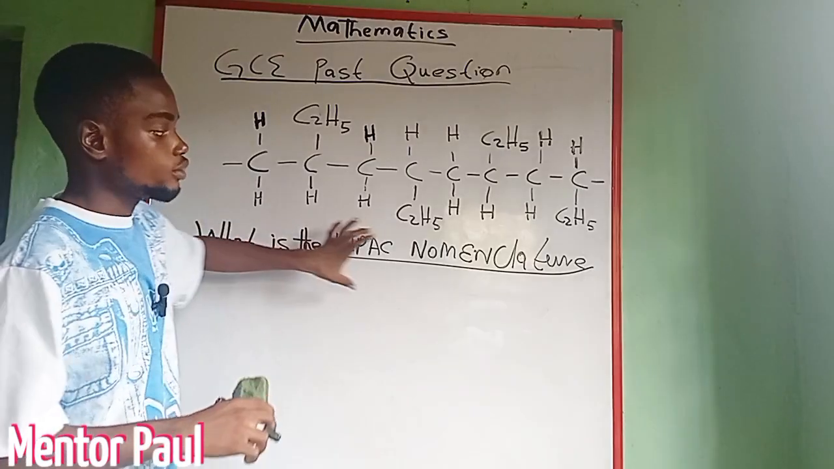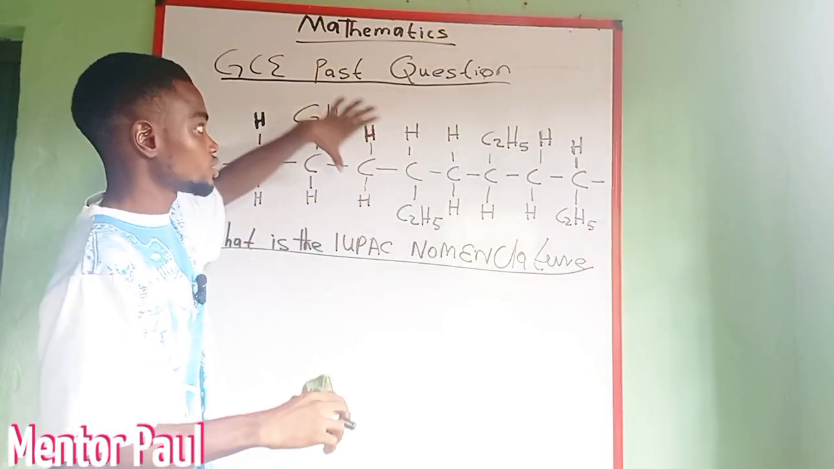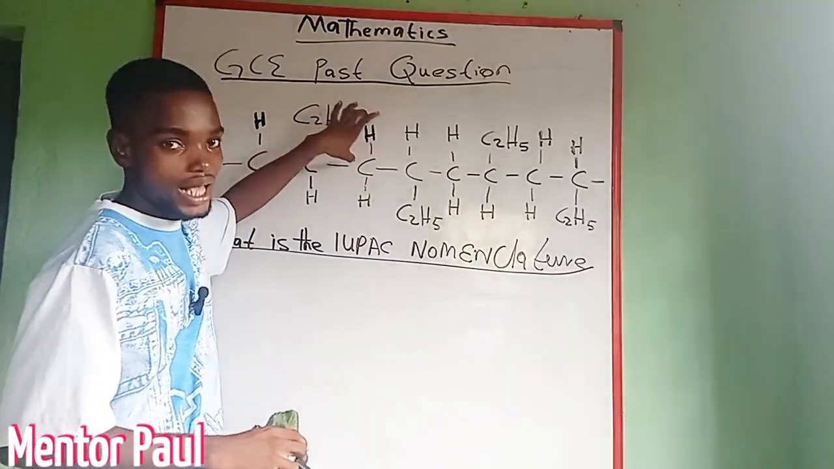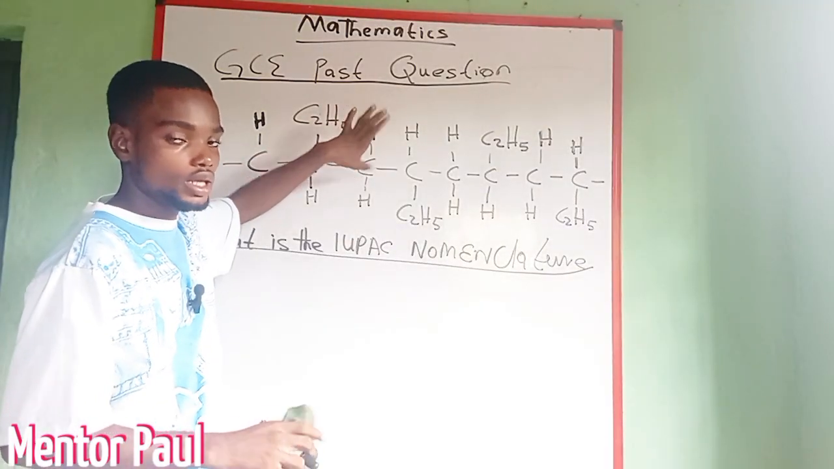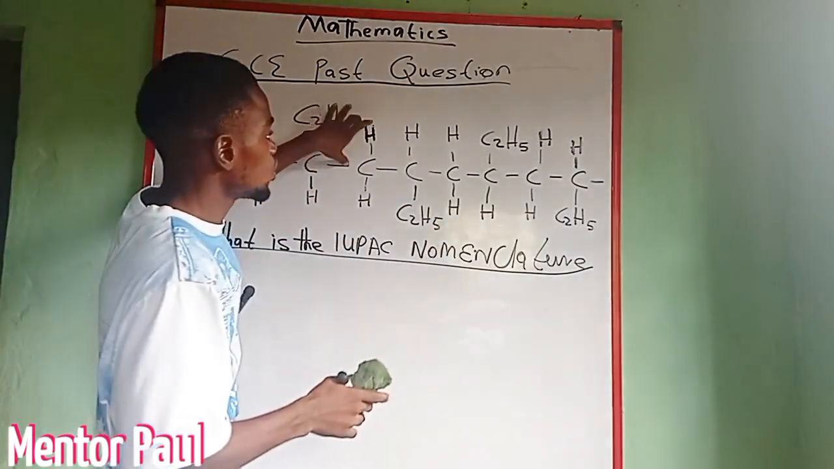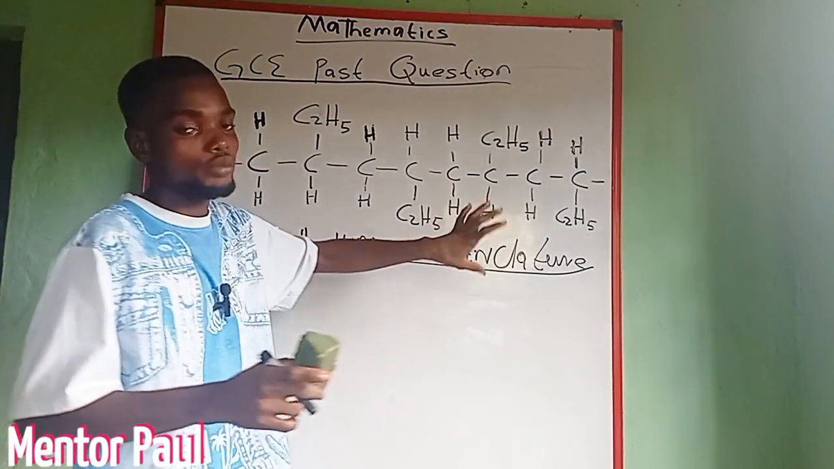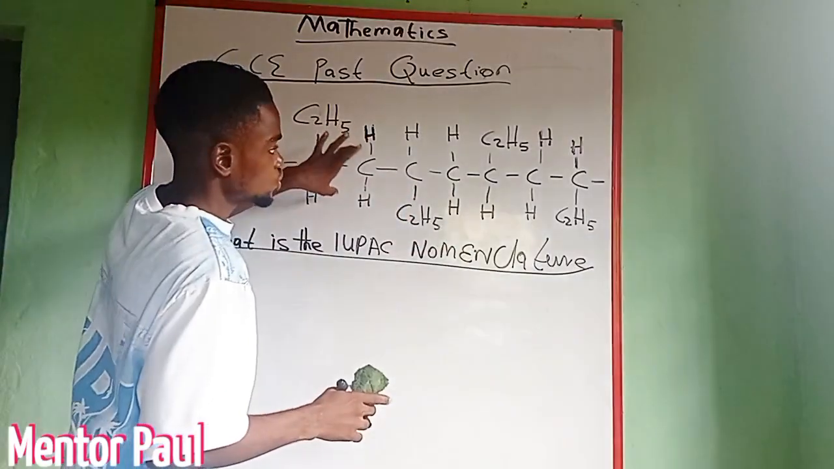We are going to find the IUPAC nomenclature of this structure we're seeing here. Now, this is not the actual question that was asked from this structure, but before we go to that question, I want us to first know how to name this structure here. So, how can we know the IUPAC nomenclature of this structure?